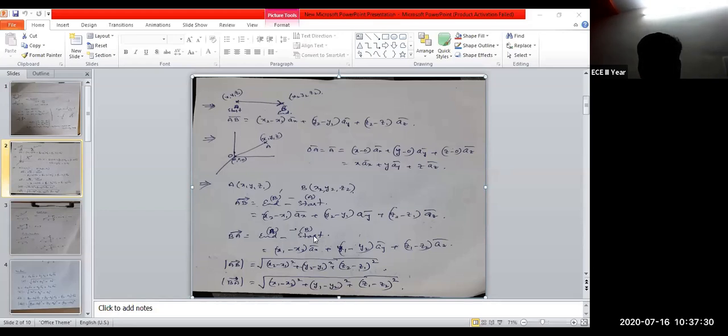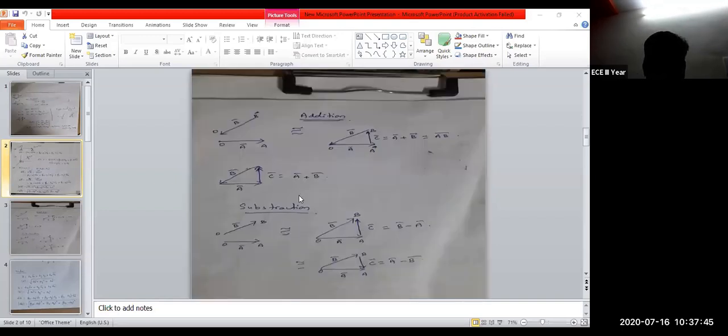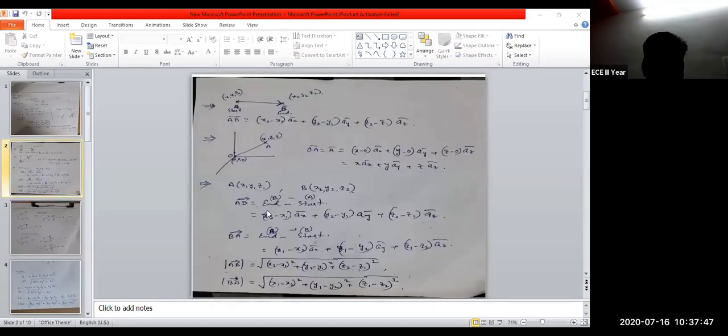Then if I take it as BA bar, B represents the starting point and A represents the end point. Then it is x1 minus x2, y1 minus y2, right? So here, how do you find the magnitude? How do you find the magnitude of AB bar?